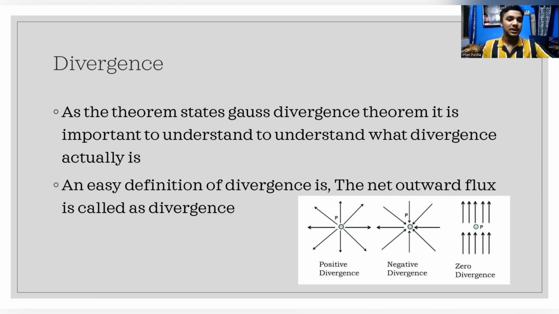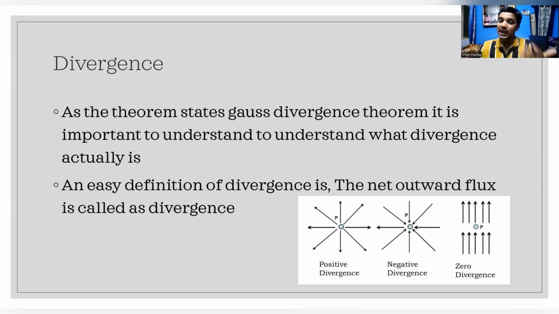Let us assume there is one flux coming in like this, and many come outward. For example, you send in one, and many fields are coming outside. That means it's a positive divergence, that is, the divergence is greater than zero.